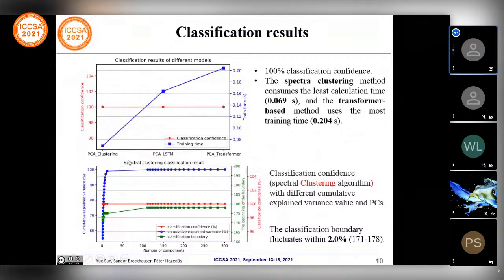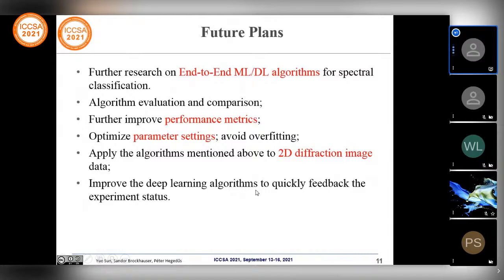And for the spectral clustering method, we also test its performance on the different number of pieces or different cumulative explained variance ratio. The results show that it can always achieve 100% classification confidence, and the boundary it detected is also very stable, only fluctuate within a small range. Above is our work presented in the conference paper.